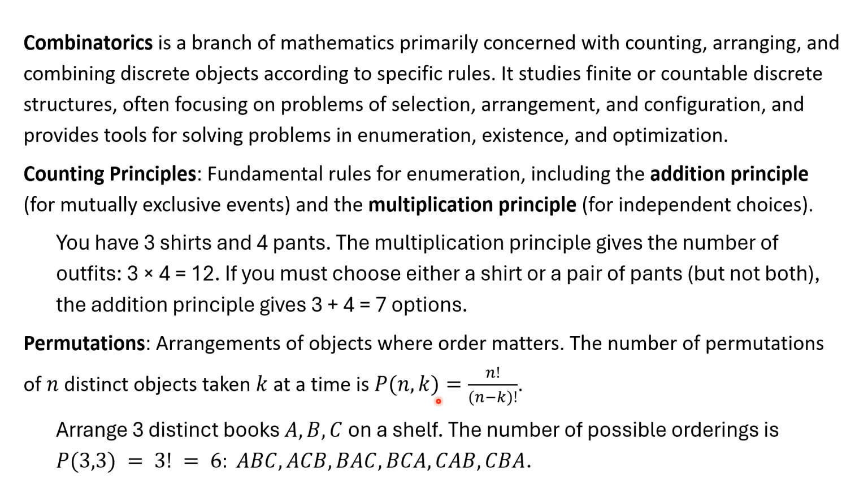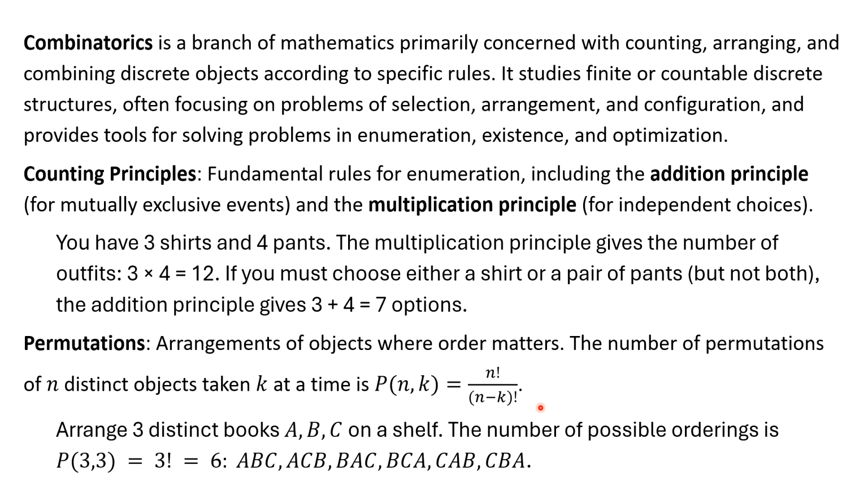Another variation, which I don't have printed out here, but I'll just give it to you verbally. Let's say you have the same 3 books, but you can only take 2 at a time. How many ways can you arrange those? And then it would be 3 factorial divided by 3 minus 2, which is 1. 1 factorial is 1. So again, you would have 6 ways of picking 2 books and then arranging them one way or the other.